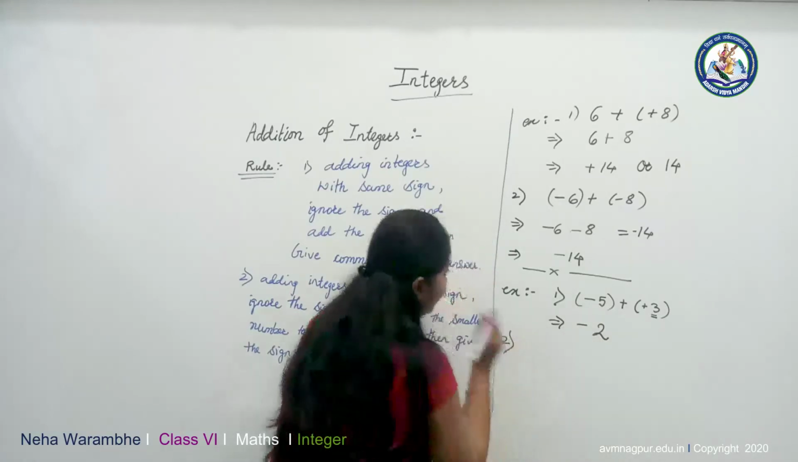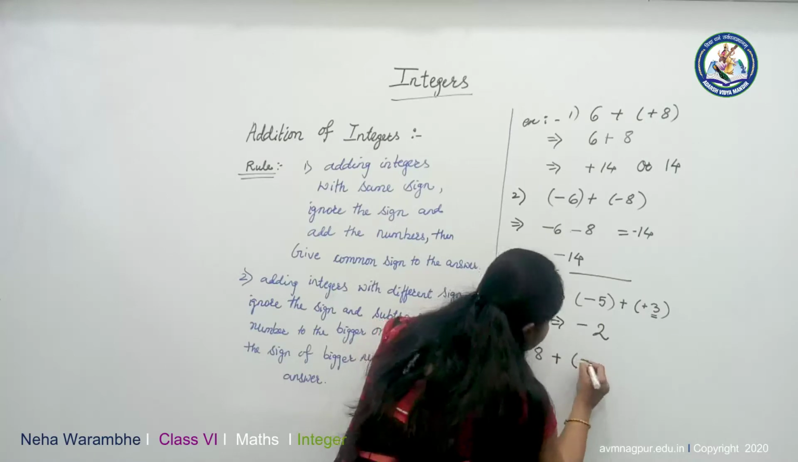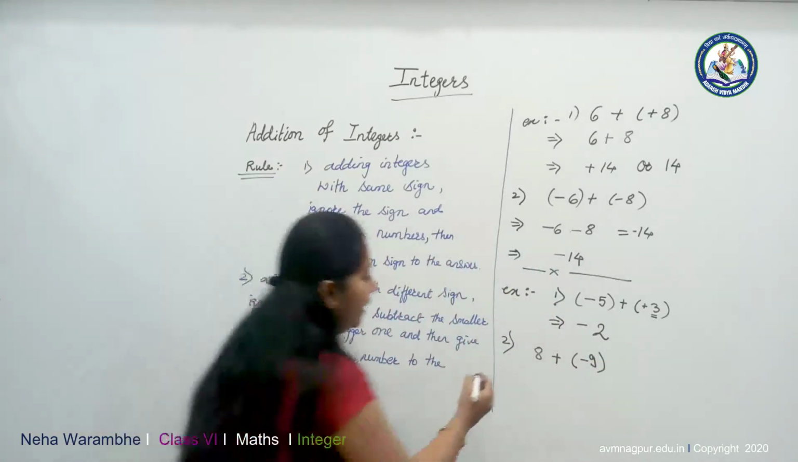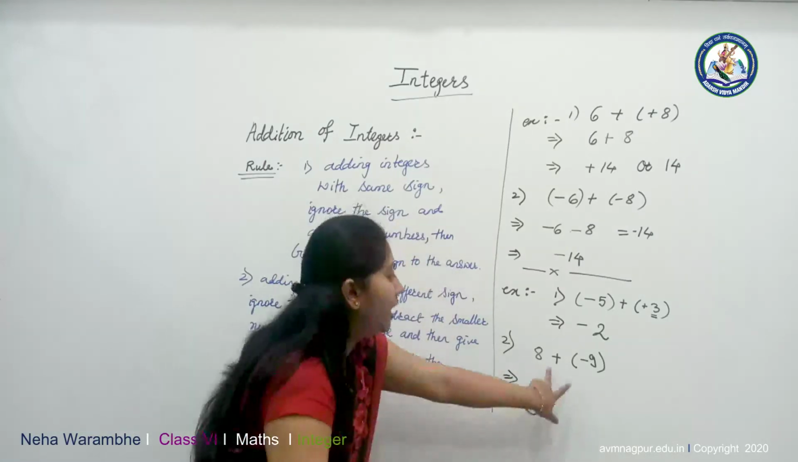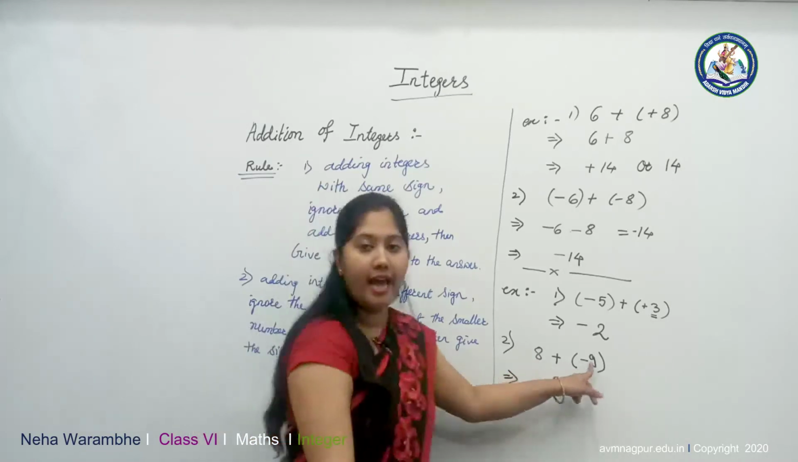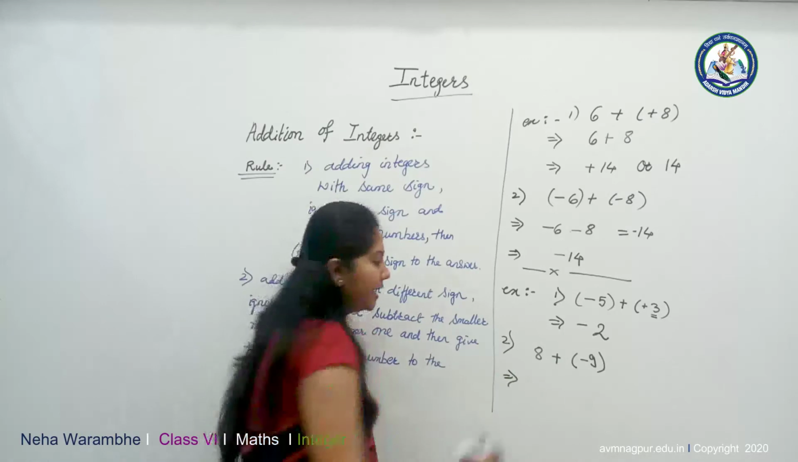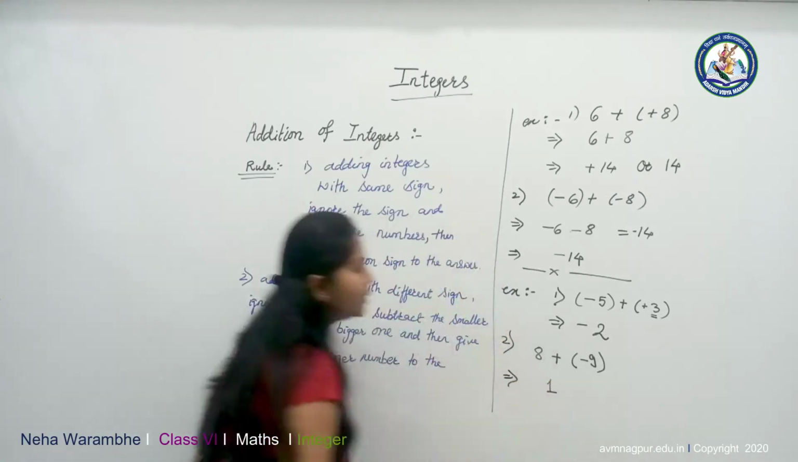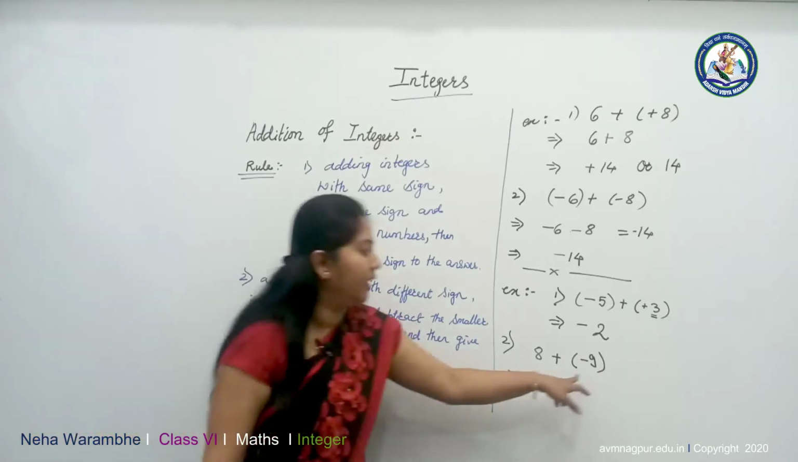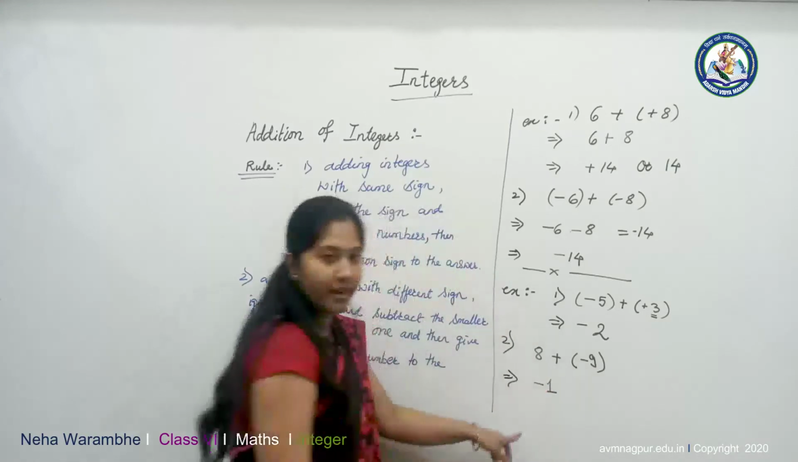Second example: suppose 8 plus of minus 9. When adding integers with the different sign, 8 has no sign, which means plus sign is there, and 9 has a minus sign. So subtract this 8 from 9, answer is 1, and then give the sign of the bigger number to the answer. The bigger number has a minus sign, therefore the answer is minus 1.